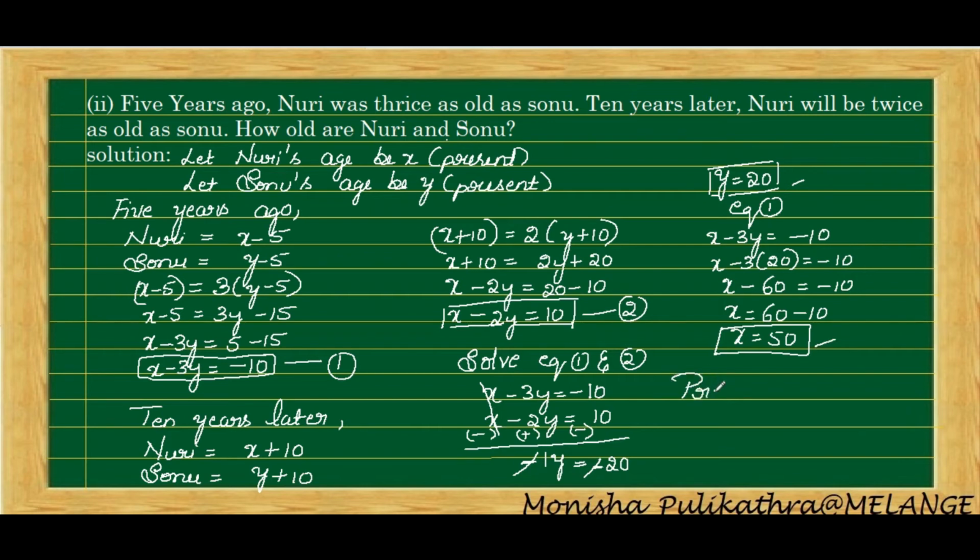So present age of Noori is 50 years and Sonu is 20 years. I hope you understood the problem.